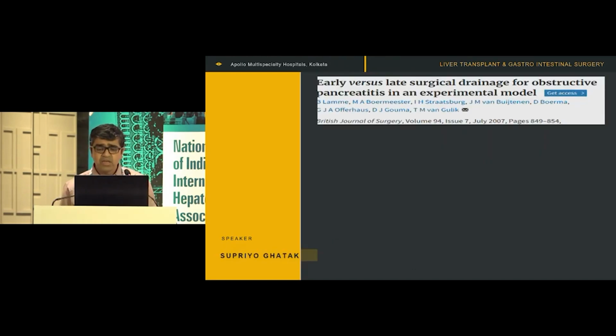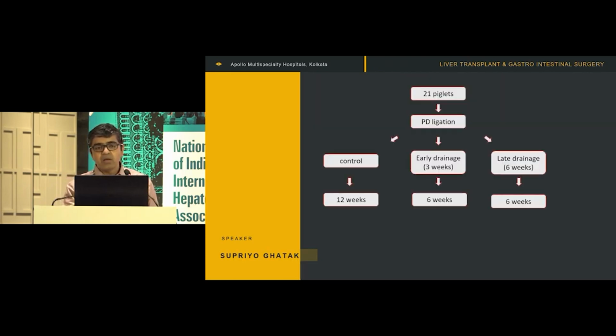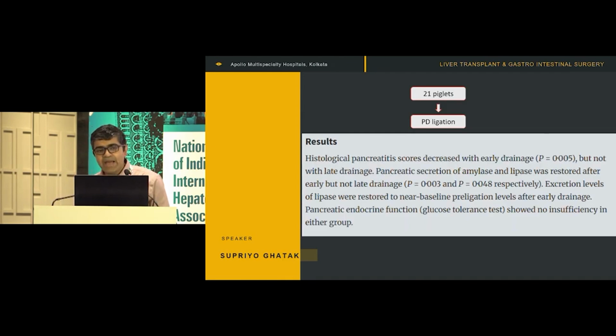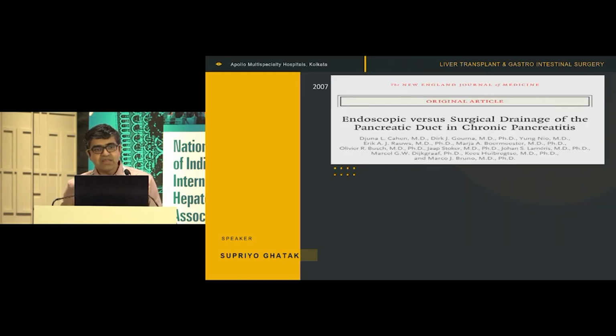Now, this is an interesting experimental study that they did in Netherlands, where 21 piglets had the PD ligated, and then they did early drainage within 3 weeks and late drainage after 6 weeks. The drainage was followed up for 6 weeks, and then the histology was checked. What was found was that histological pancreatitis scores decreased with early drainage, but not with late drainage. And the exocrine functions actually restored to near baseline level in the early drainage group, but not in the delayed drainage group. So this set the stage for the next trial.